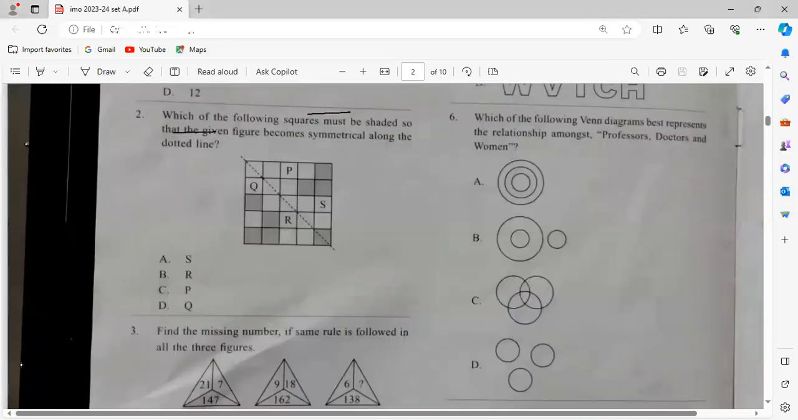Then we go to question number 6. Which of the following Venn diagrams represents the relationships amongst professors, doctors, and women? So now this could be professors, this could be doctors, and this could be women. So a woman could be a professor, a woman could be a doctor, or a woman could be a professor as well as a doctor. So my answer will be option C.